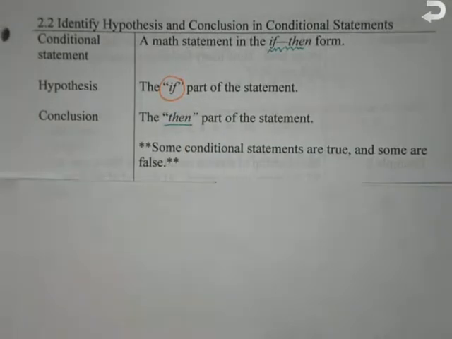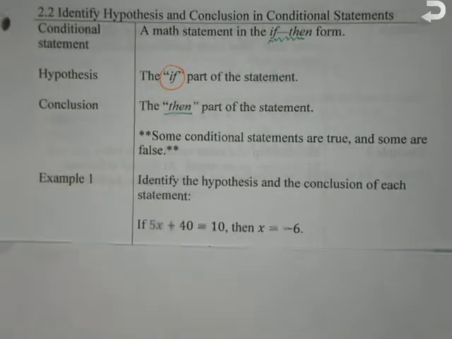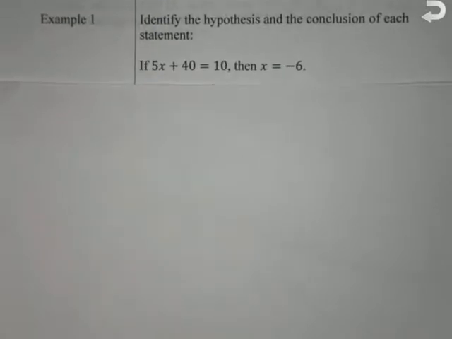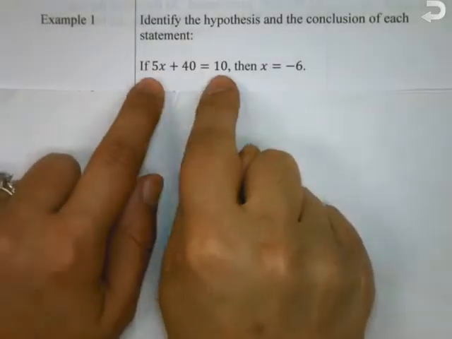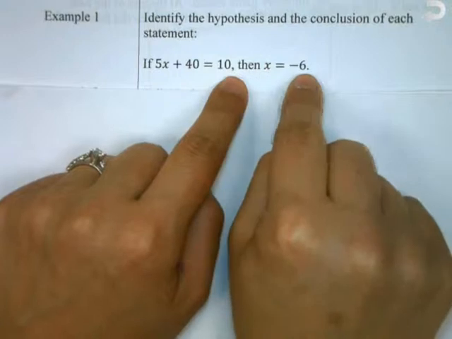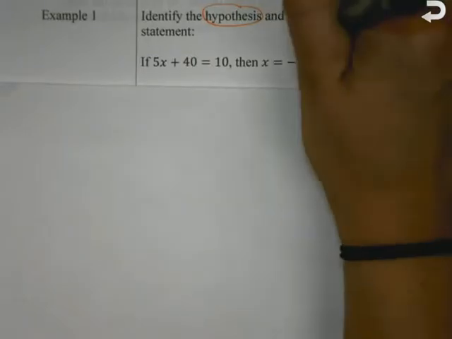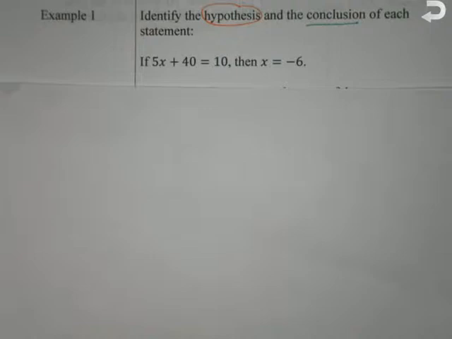So, example number 1. For example 1, all you have to do is identify the hypothesis and the conclusion. We don't have to solve and we don't have to say if it's true or false. Okay, but make sure in the example that you do write if 5x plus 40 equals 10, then x equals negative 6. So make sure you write the whole statement. What we're going to do is circle the hypothesis and underline the conclusion of the statement. So write the statement first, see if you can make an educated guess as to which one's which, and then we'll do it together.